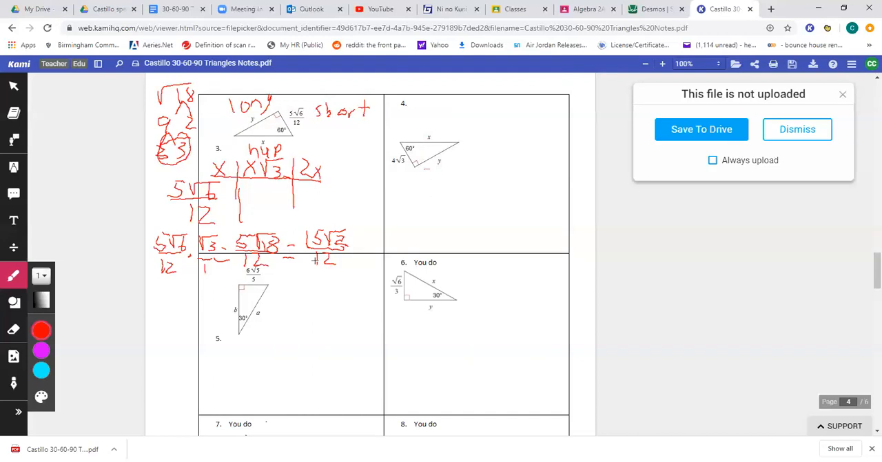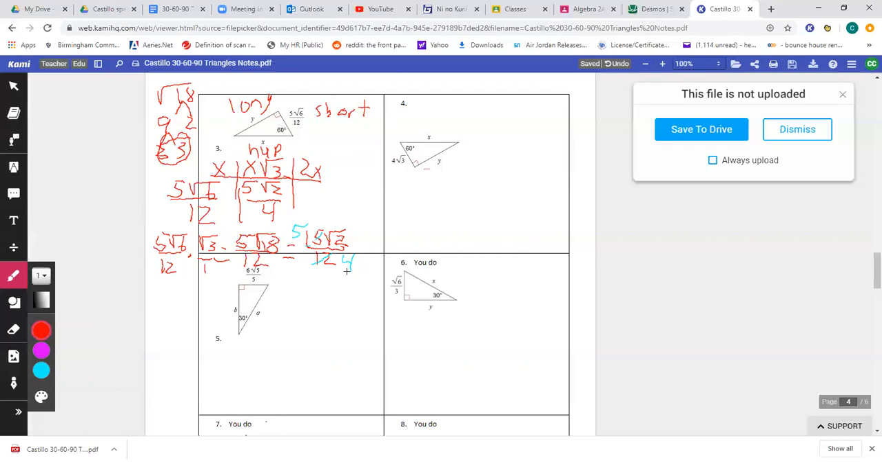Okay. Now, one last thing, you could reduce 15 over 12, right? They could both be divided by 3. So 15 divided by 3 is 5, and 12 divided by 3 is 4. So my final answer here is 5 root 2 over 4. Okay.